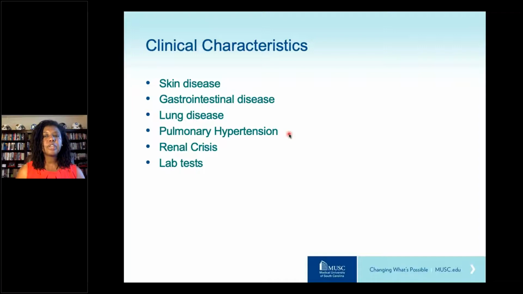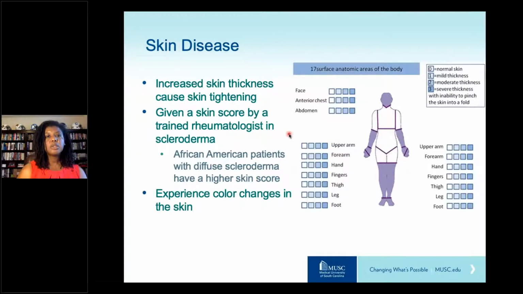As we look at some of the clinical characteristics that are quite prevalent in scleroderma, we can see some differences between African American patients and non-African American patients. As I mentioned before, one of the hallmarks of the disease is skin tightening. Skin thickness is what causes the skin tightening to occur. And a rheumatologist trained in scleroderma is well familiar with a scoring system that we always do in our patients to quantify the amount of skin thickness that takes place.